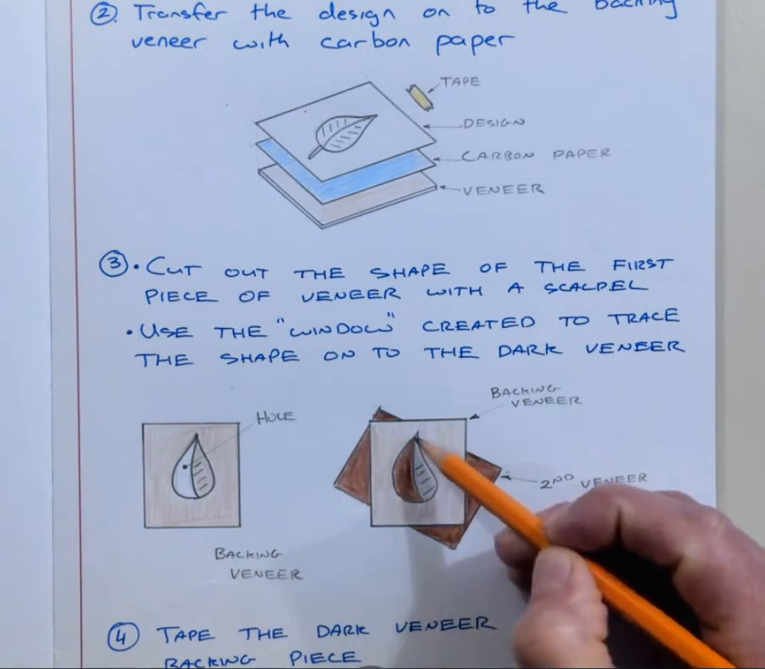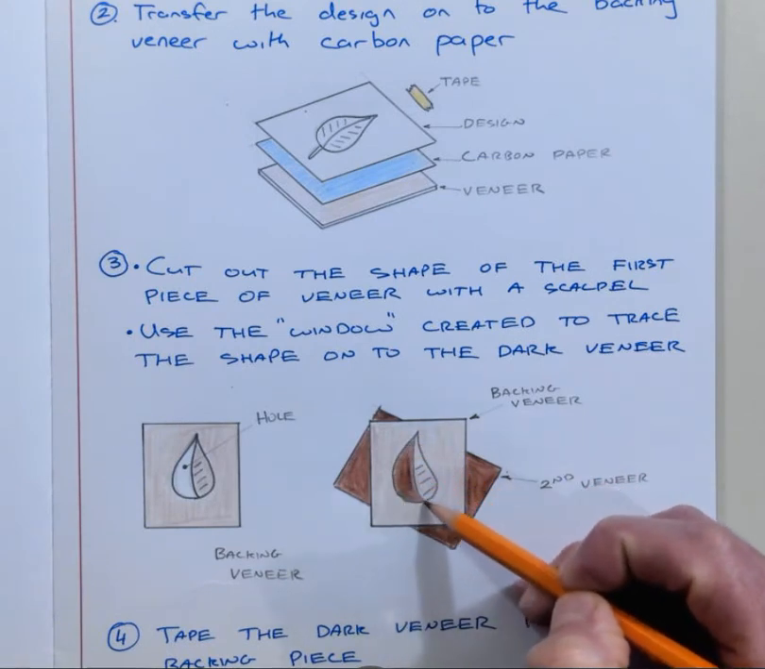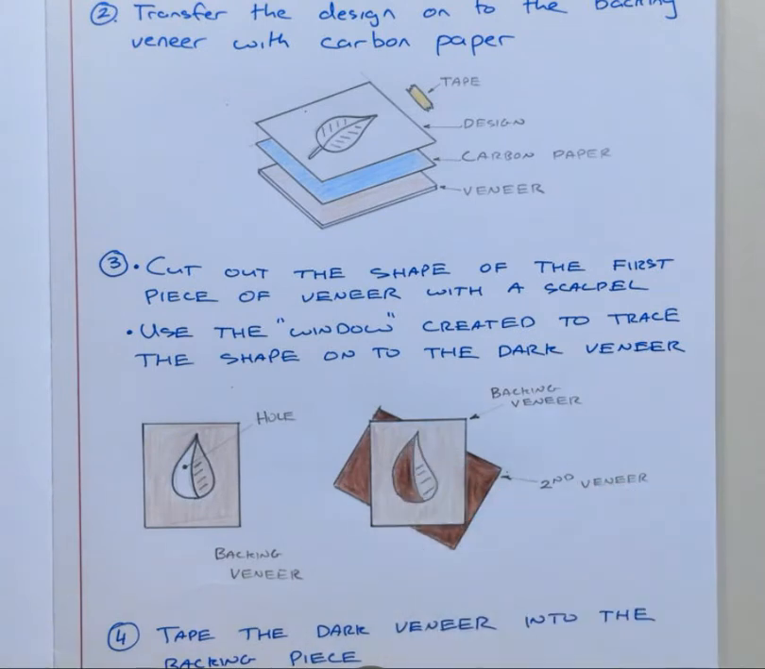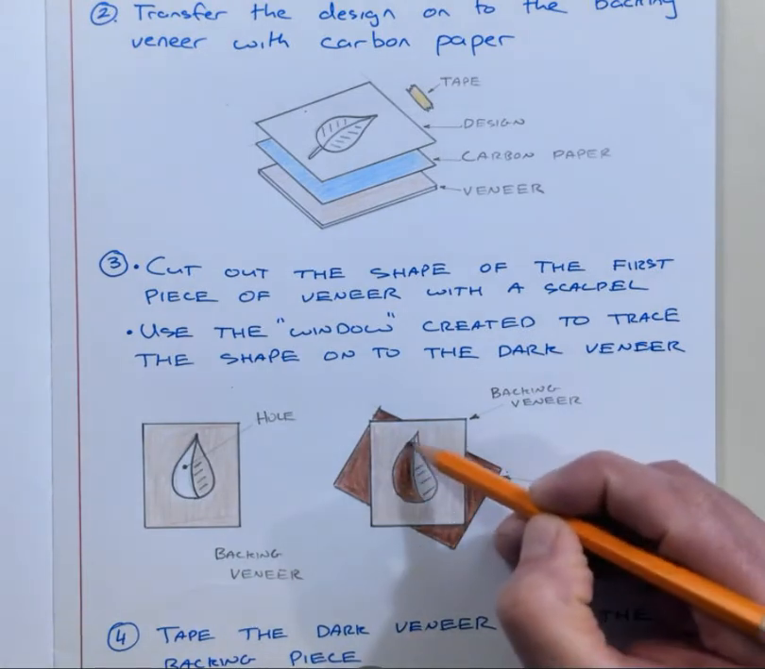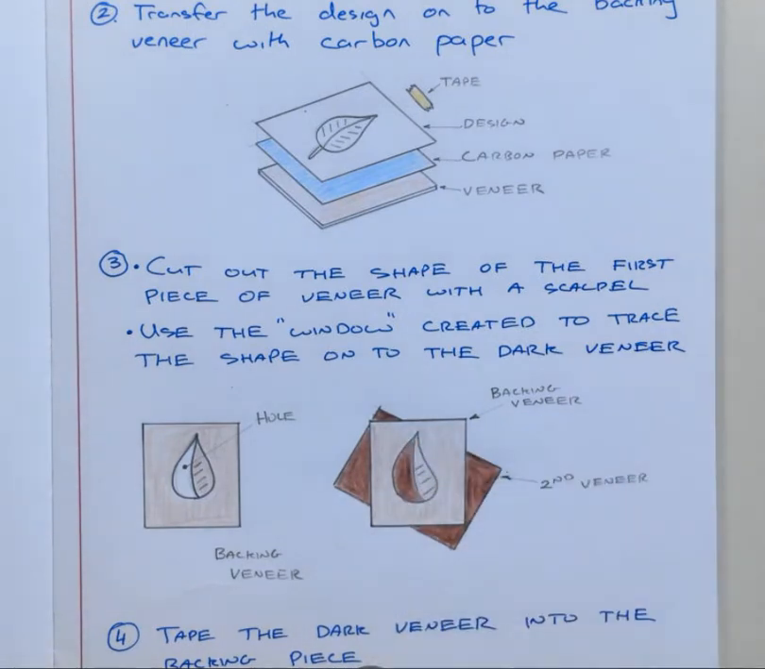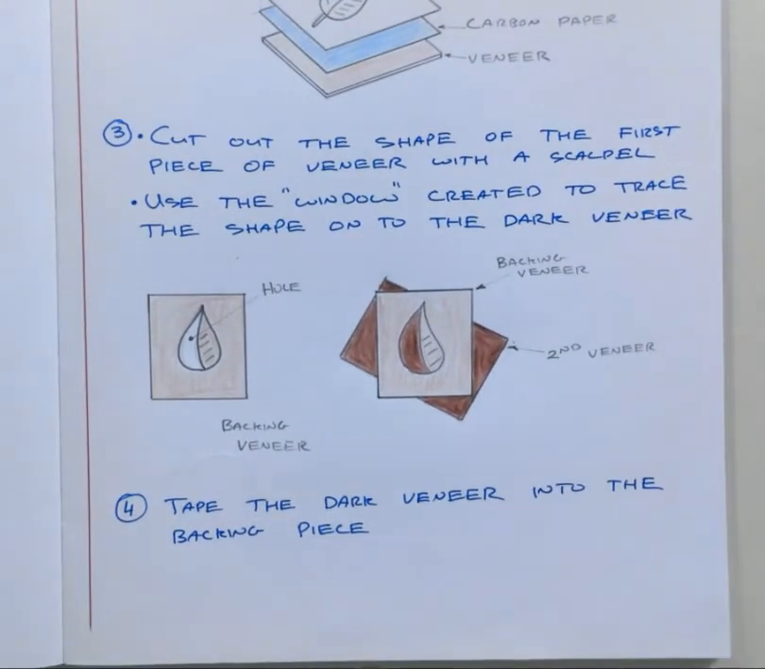And what we do is I take the scalpel and I trace around this hole that was created in the top piece. So I'm transferring the shape from the top piece onto the bottom piece. I can then go cut that brown piece out and it should fit exactly into the hole. When I get it cut out, I tape it into the hole. So I tape it into place.